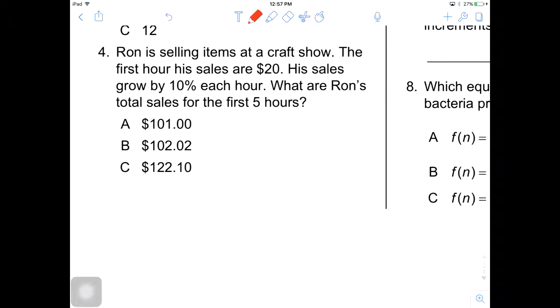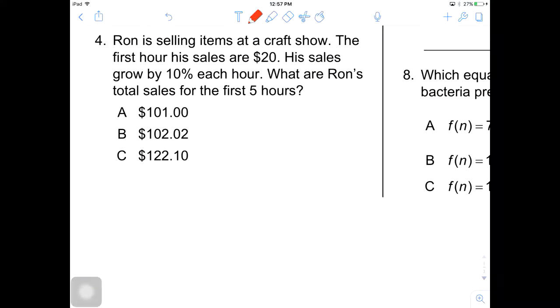Number 4, Ron is selling items at a craft show. The first hour his sales are 20. His sales grow by 10% each hour. What are Ron's total sales for the first 5 hours? So remember that the ratio for 10% is going to be 1.1. So f of n is equal to a times r to the n minus 1. So this is a geometric sequence when you're growing and you're multiplying by a rate of 10%.